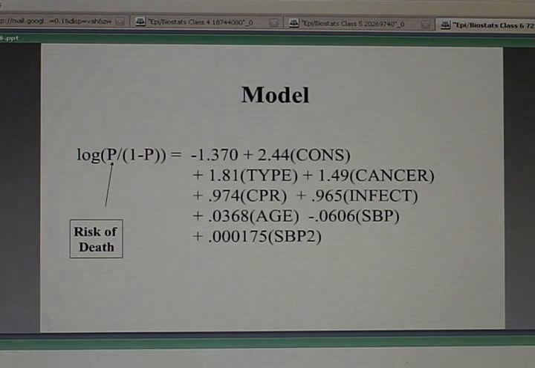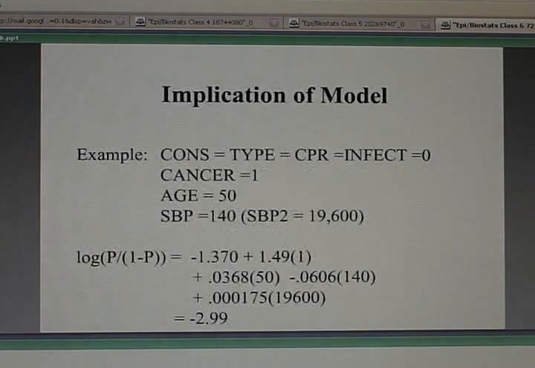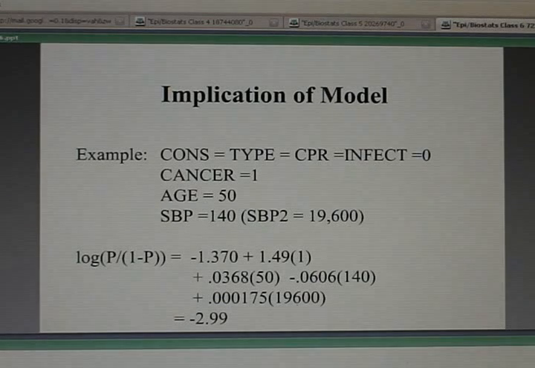Now I'll have the odds of him dying in the hospital, and I can turn that odds into a risk. So for example, if I have a patient who is conscious, who is a non-emergent admission, who didn't have prior CPR, didn't have infection, let's suppose that person does have cancer, let's suppose that person is 50 years old with a blood pressure of 140, meaning a squared blood pressure of 19,600. I can plug in all of that, and that person's log odds of disease as estimated by this model is minus 2.99.